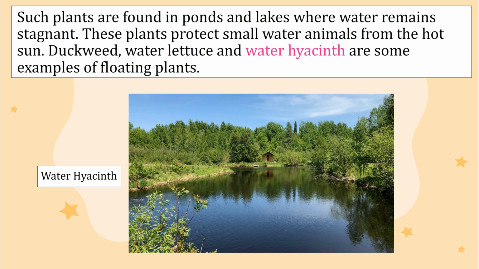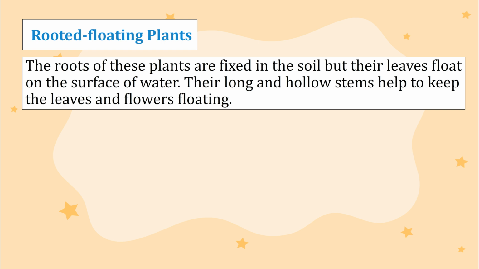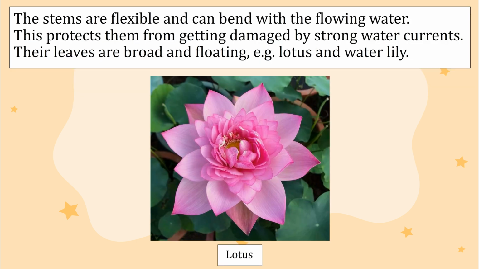Duckweed, water lettuce and water hyacinth are some examples of floating plants. Water hyacinth. Rooted floating plants. The roots of these plants are fixed in the soil but their leaves float on the surface of water. Their long and hollow stems help to keep the leaves and flowers floating. The stems are flexible and can bend with the flowing water. This protects them from getting damaged by strong water currents.